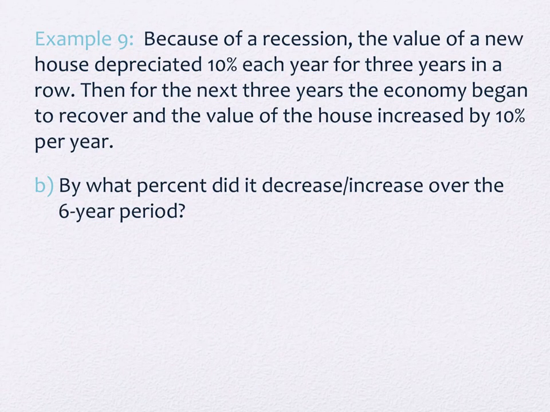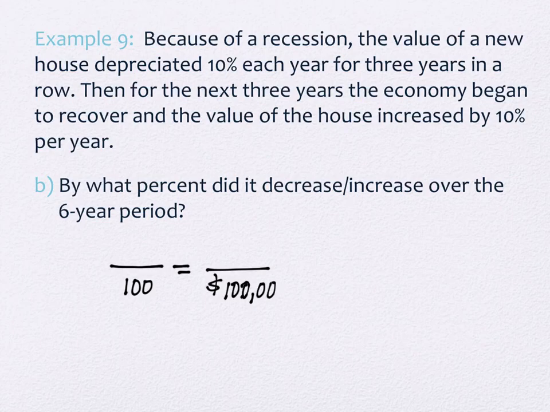Now the second question asks us, by what percent did it increase or decrease over the 6-year period? So this is where we did our proportion kind of problems. Okay? We said that the house started at 100% value at $100,000. Right? What value did it end at? 97,000. 2990 or something like that, right? Cool. And then we're going to find that value x.